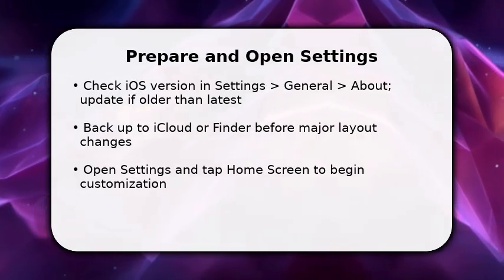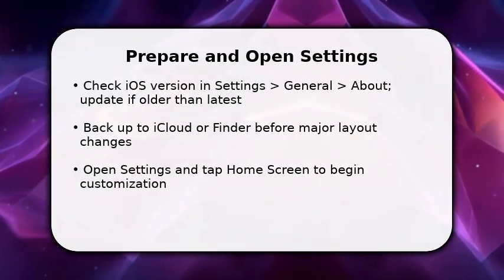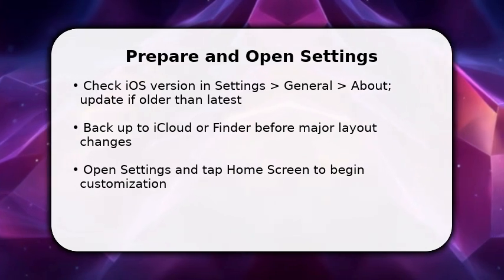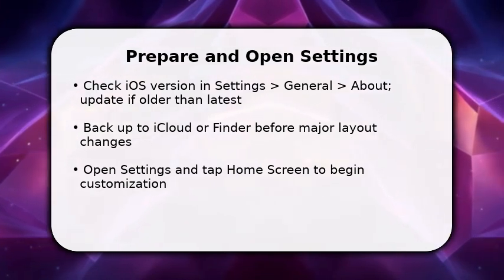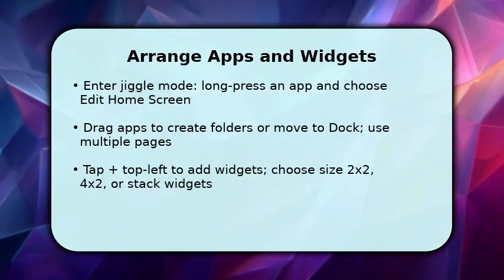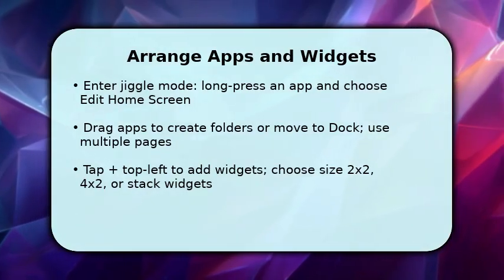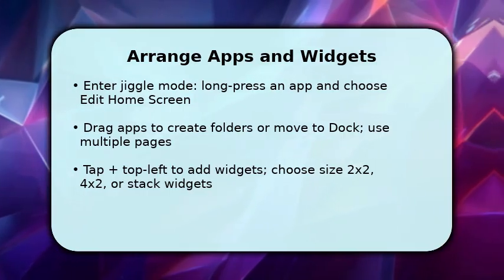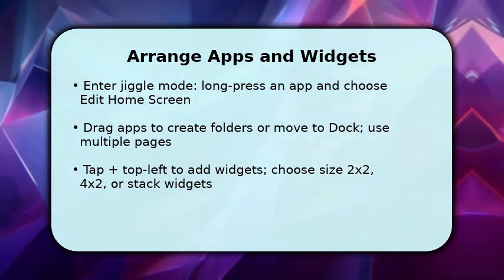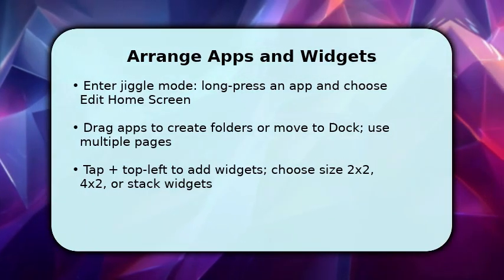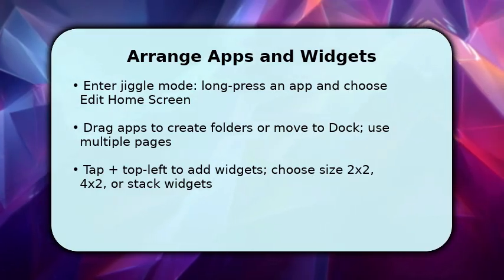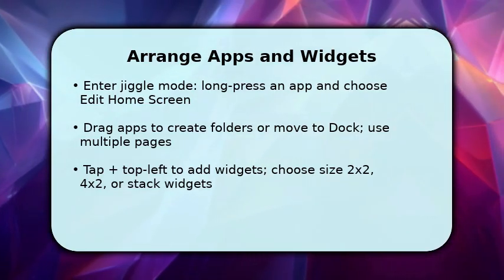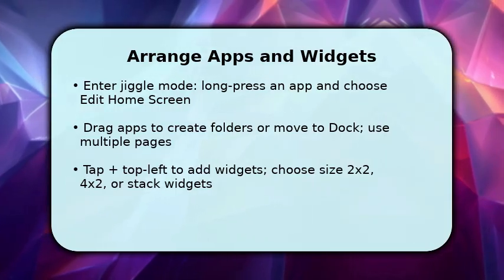Now that you're in home screen settings, you're ready to change display options and prepare for adding widgets and custom icons. You'll now reorganize the visual layout. Long press an app until icons jiggle, then drag apps to reorder or bunch them into folders for cleaner pages. Once you place core apps in the dock, swipe to create extra pages and distribute categories consistently. This improves reachability and focus.